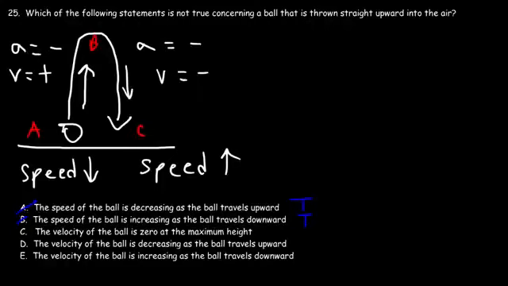Now what about C? The velocity of the ball is 0 at the maximum height. And that is true. In order for the velocity to change from a positive value to a negative value, it has to cross 0. So let's say if you're at positive 5 and you want to get to negative 3, and you can't skip numbers, you have to go through 0. And that's going to occur at point B. The velocity is going to be 0.